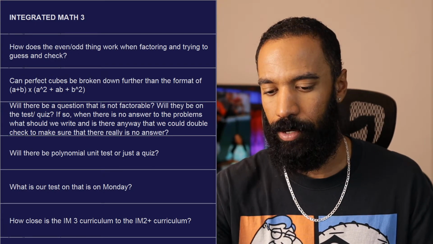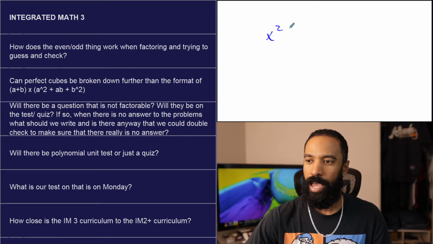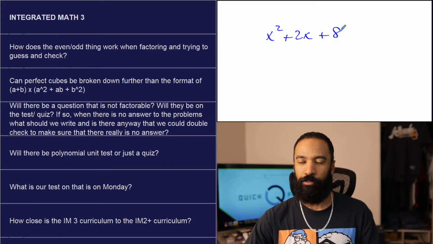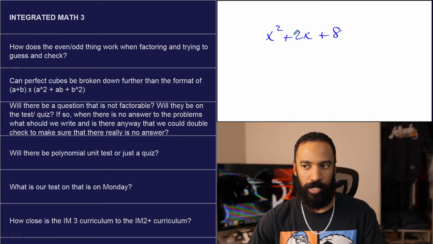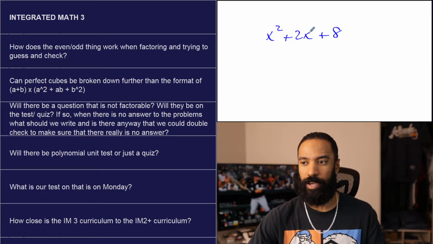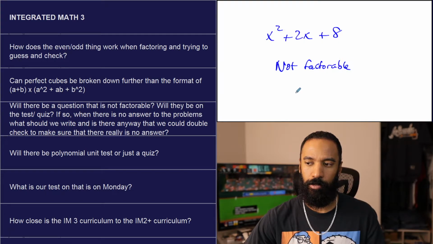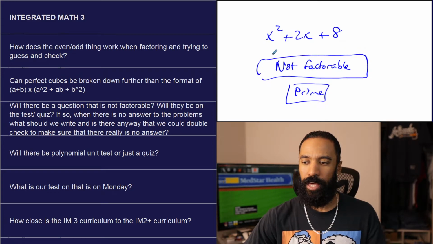If I just made one up right here, let's make one that's clearly not factorable. I'll make it really easy with x squared plus 2x plus 8. 8 is either 4 times 2 or 8 times 1, and 4 plus 2 is 6, and 8 plus 1 is 9. This number would have had to be a 6 or a 9. This is not factorable. There's no factorization to this thing. So you can either write not factorable, or the mathematical term, you can say it is prime. So either one or the other is what you would put.